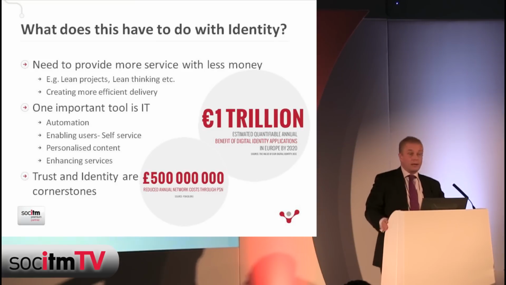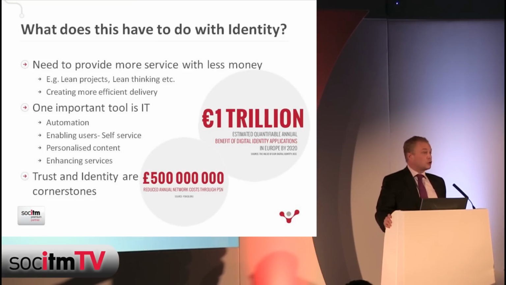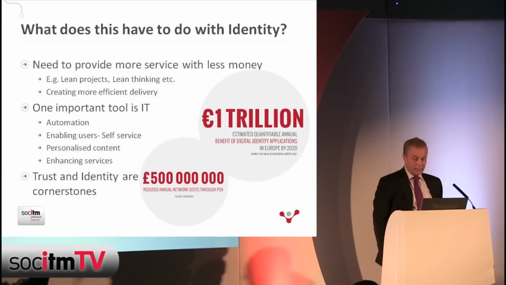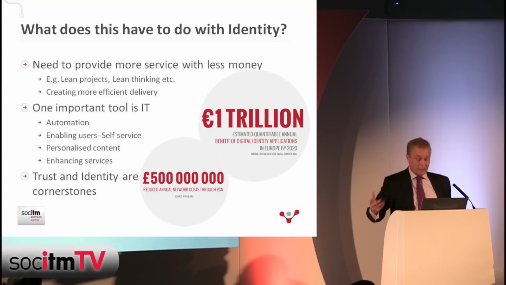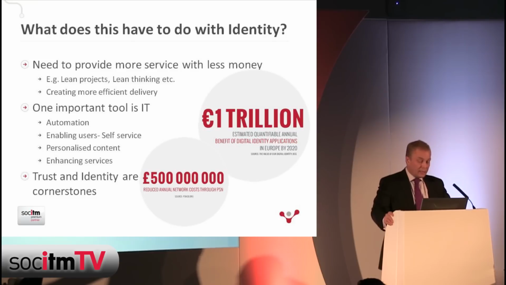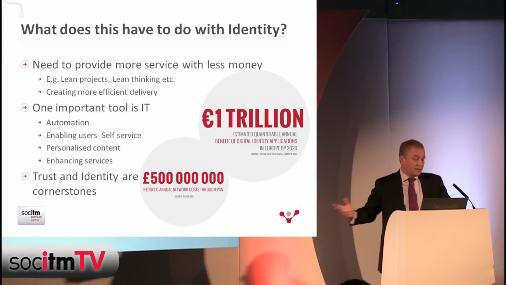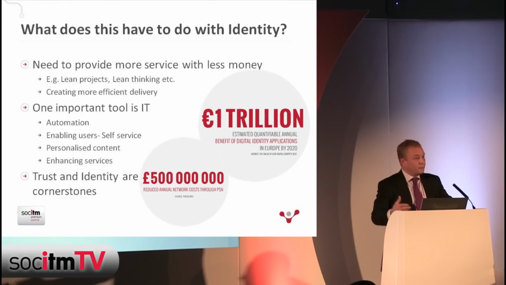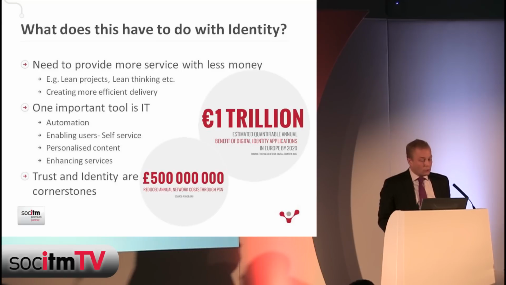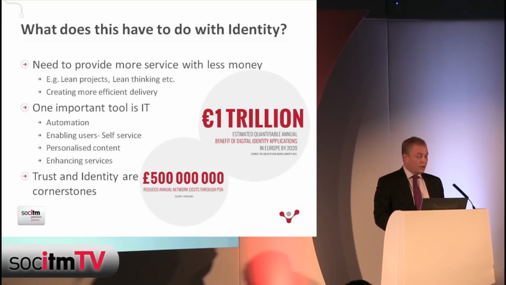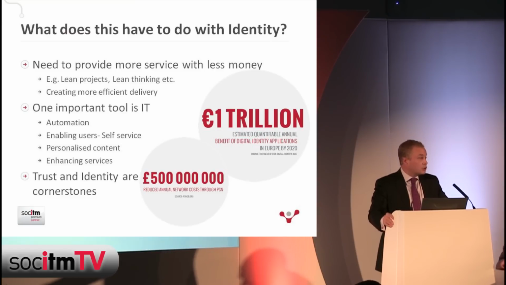The numbers up here, I realize you can't read the small text, but 1 trillion is an estimate done by the Boston Consulting Group on the value of digital identities in 2020. That's the yearly value. The number below, the 500 million, is the reduced annual network cost to PSN. And it was the only number I could find from PSN as to reduced cost. But I think it's relevant to say that IT will be a part of making that efficient delivery possible. And the tools of that are automation, enabling self-service for users, personalized content, and enhancing services. And trust and identity will be cornerstones in delivering those IT services.